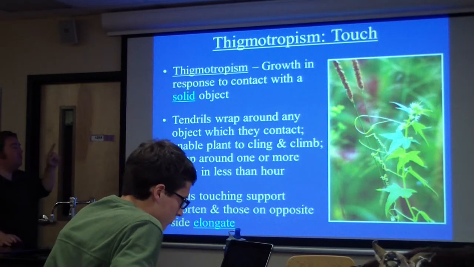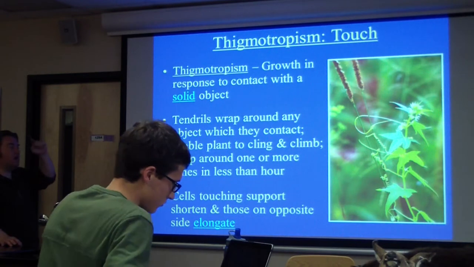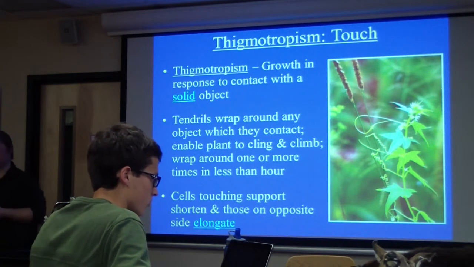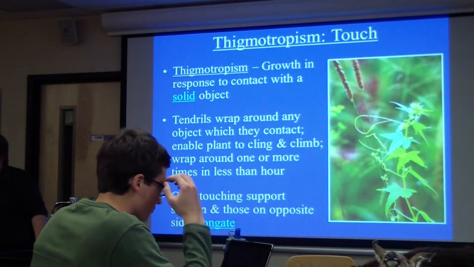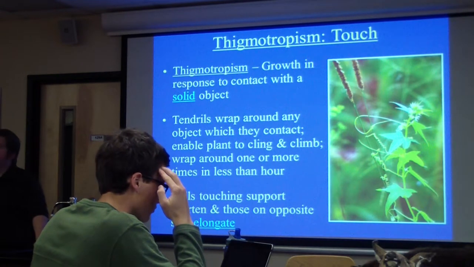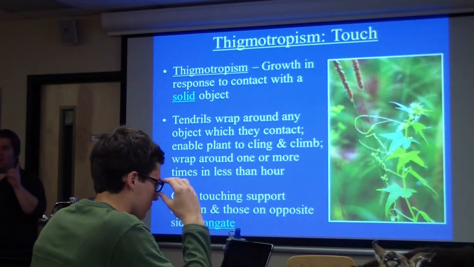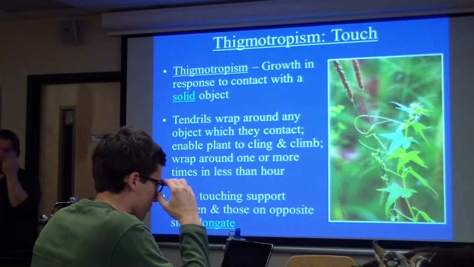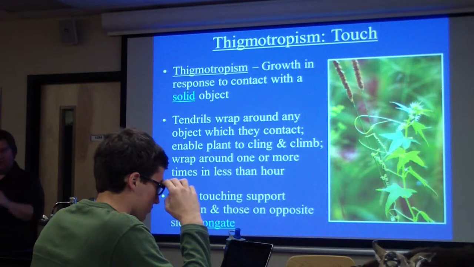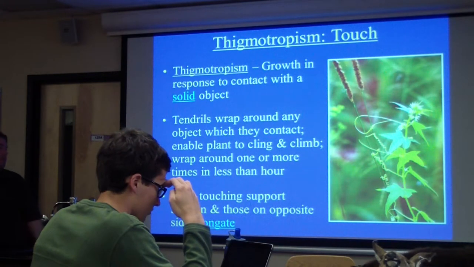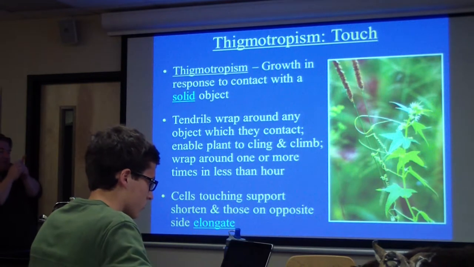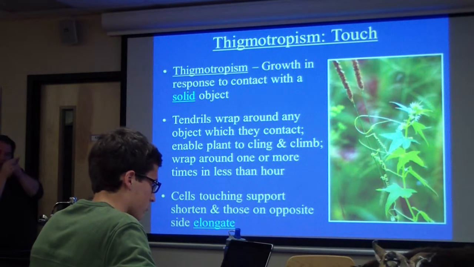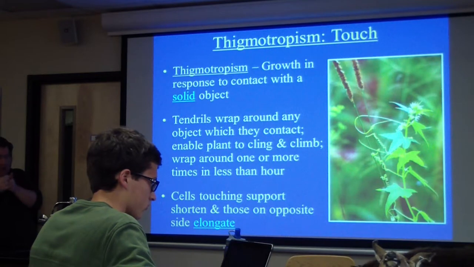And these things can wrap around one or more times in less than an hour. This is pretty fast as far as plant growth goes. You could stand there, if you had enough patience, right? You could stand there for an hour and watch a vine grow around one or more times. That's how fast it can be. Now, why does that happen? Well, here's the thing. The cells touching the solid object actually shorten, whereas the cells on the opposite side elongate.